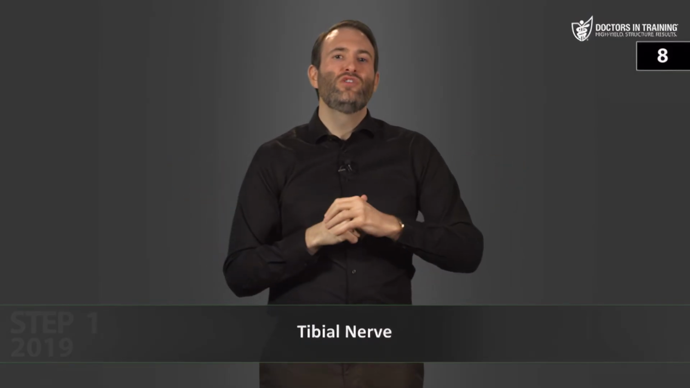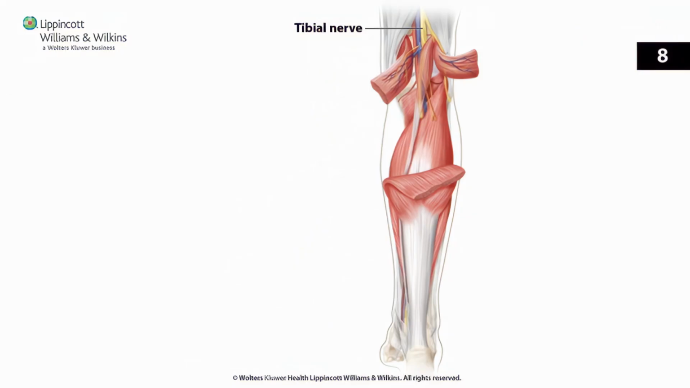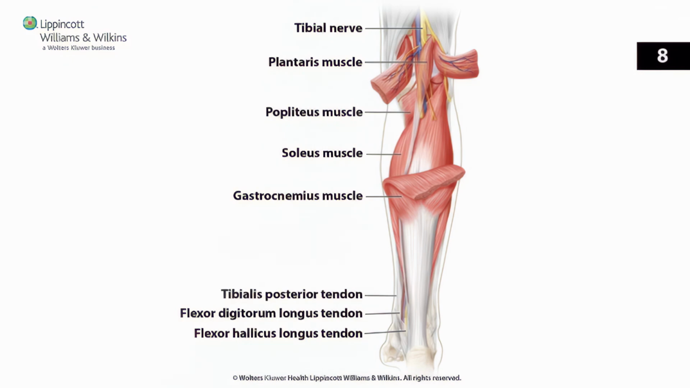All right, so now let's move on to the tibial nerve. We're actually moving further down the leg. So the tibial nerve innervates your calf muscles, your gastrocnemius, the soleus, and the plantaris. So those are involved with plantar flexion. So your popliteus is a muscle that unlocks the knee when your knee is locked in extension. The flexor hallucis longus and the flexor digitorum longus are involved in toe flexion. Your tibialis posterior is involved with inversion of the foot. So lots of different actions there.